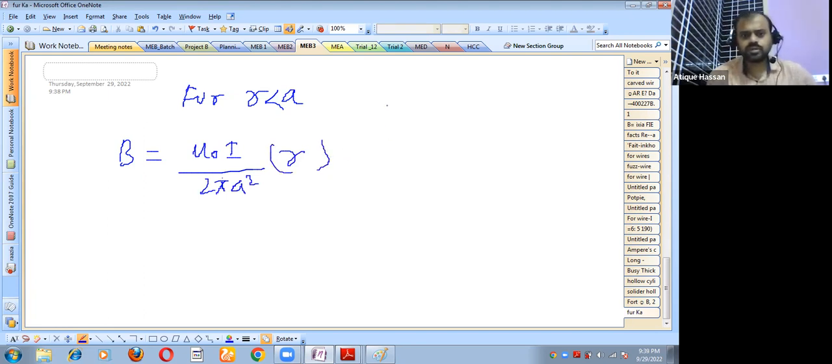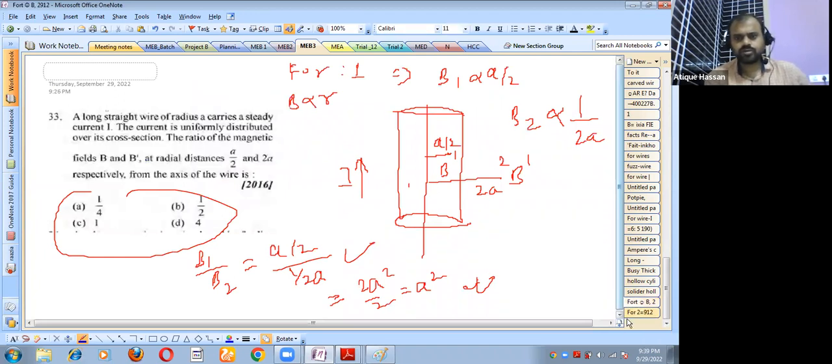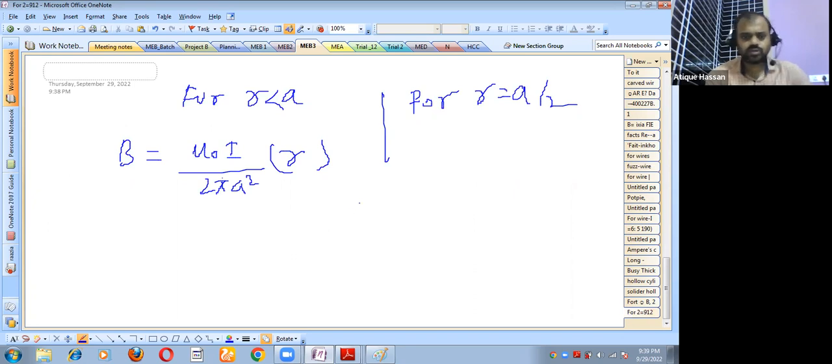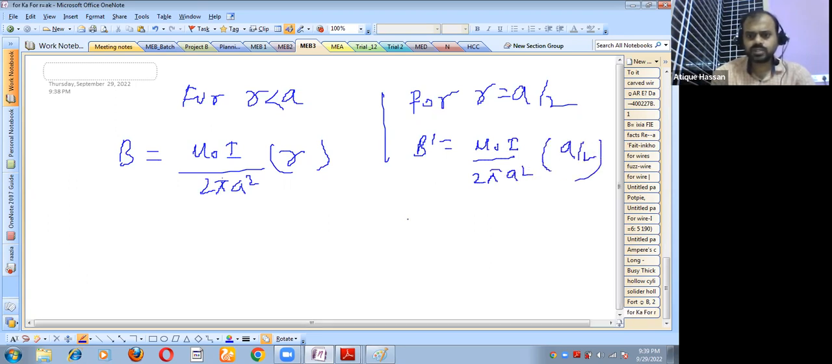So here we will put r equal to a by 2, and we can find the magnetic field. What is the magnetic field given in the question? For B, right? So for r equal to a by 2, B will be mu naught I by 2 pi a square into a by 2, right? So a and a will be cancelled out and we will get mu naught I by 4 pi a, right? We will get it as B.